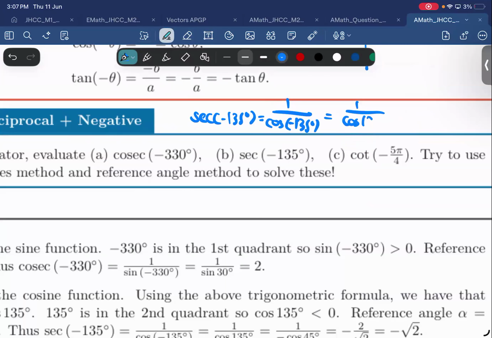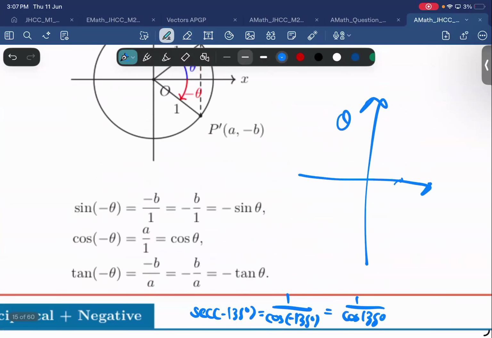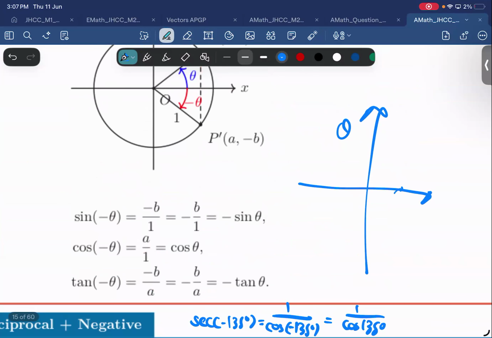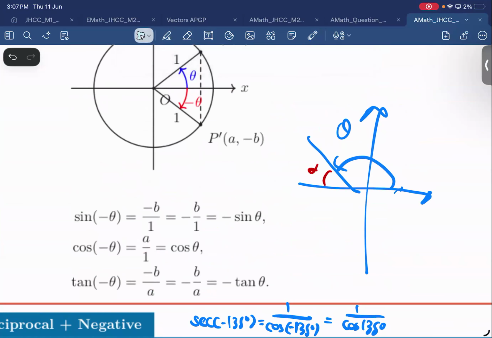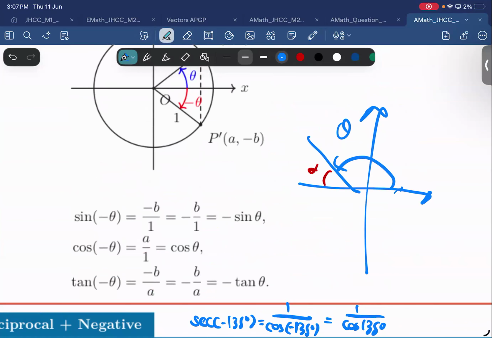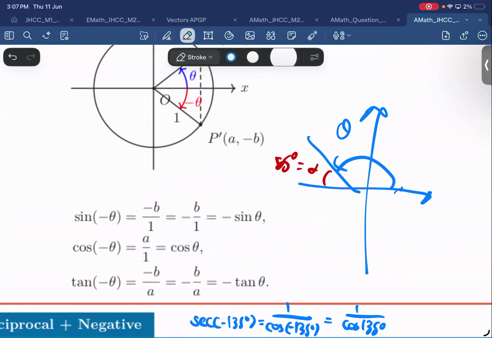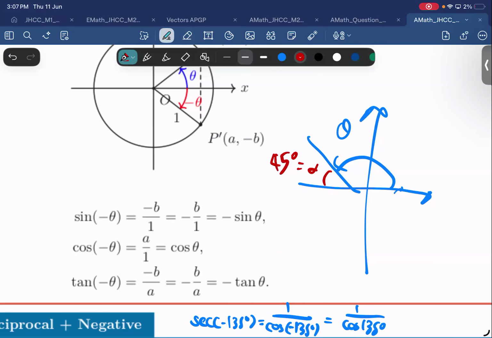Then cosine 135 degrees is where? It's actually in the second quadrant, somewhere here. This is theta, and the alpha is here. So 135, that means this alpha must be, uh, sorry, 45. First theta is 135, then to complete 180 degrees, this guy must be 45 degrees.